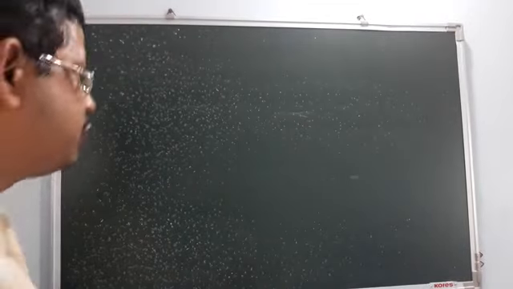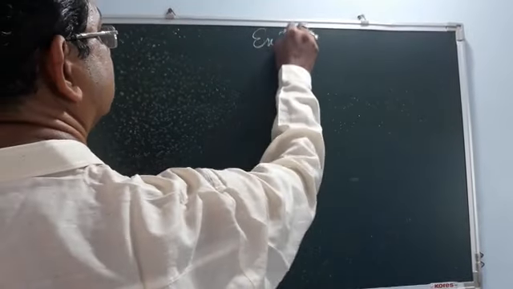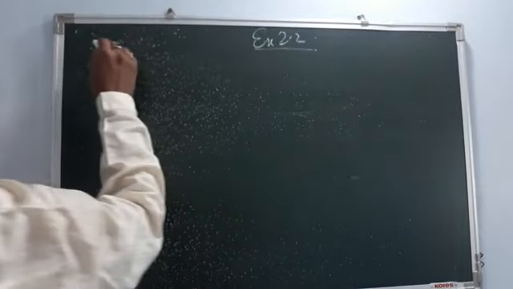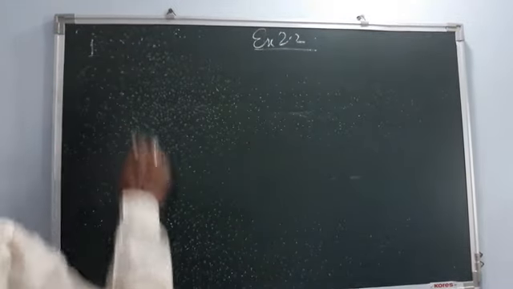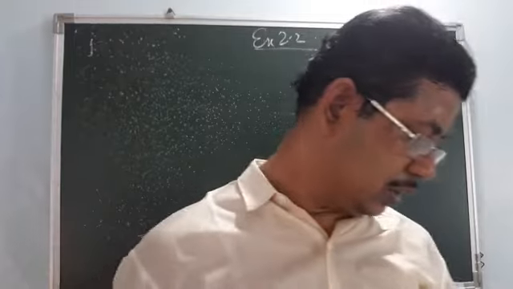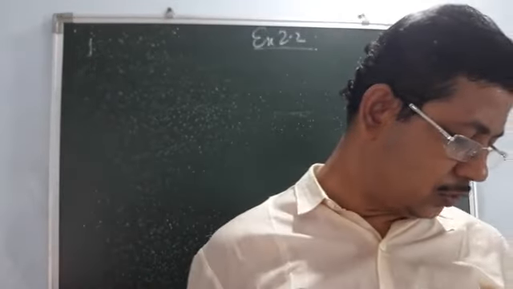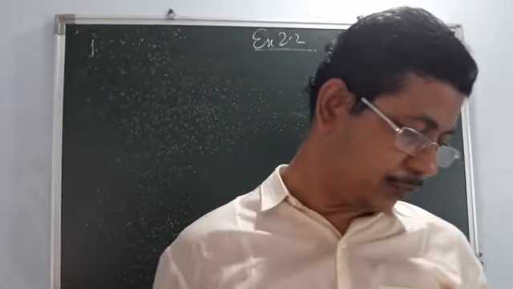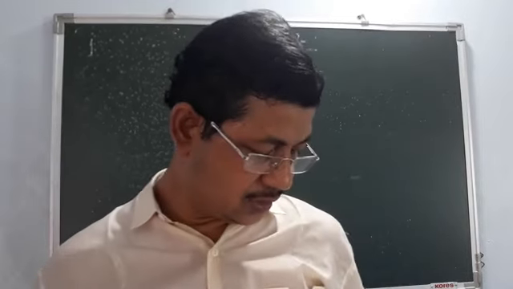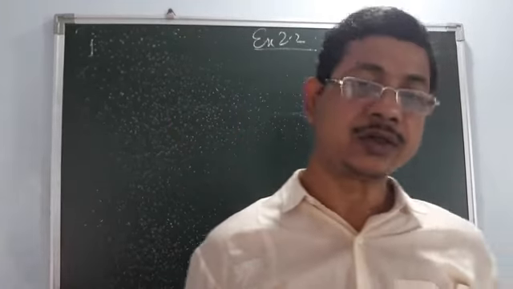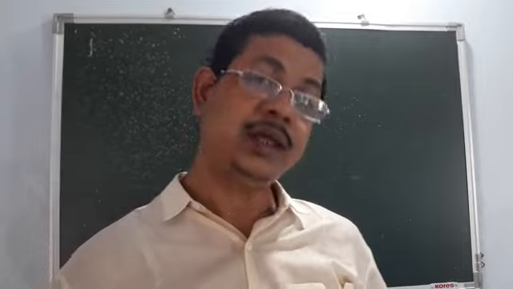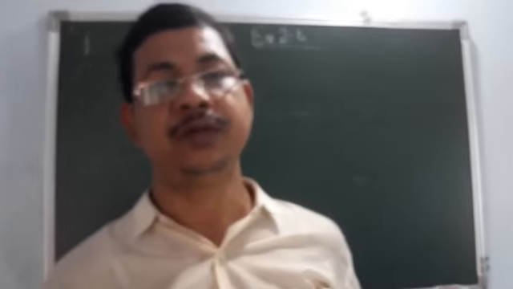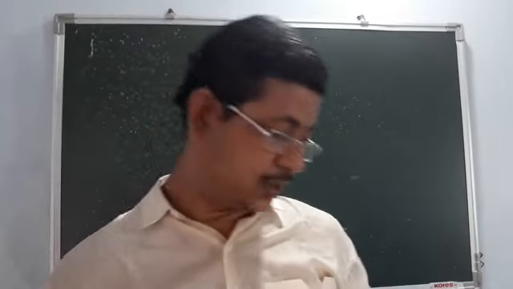So in exercise 2.2, they have said let A be the set containing elements 1, 2, 3, 4, dot dot dot, 14. Of course, natural numbers from 1 to 14. Define a relation R from A to A. A to A means here set B is also set A.